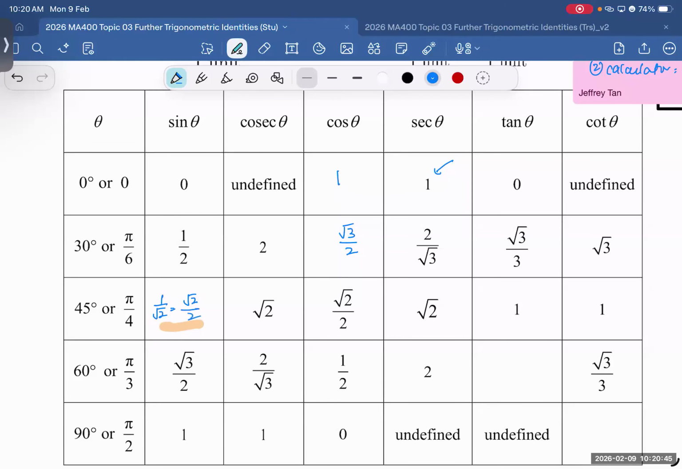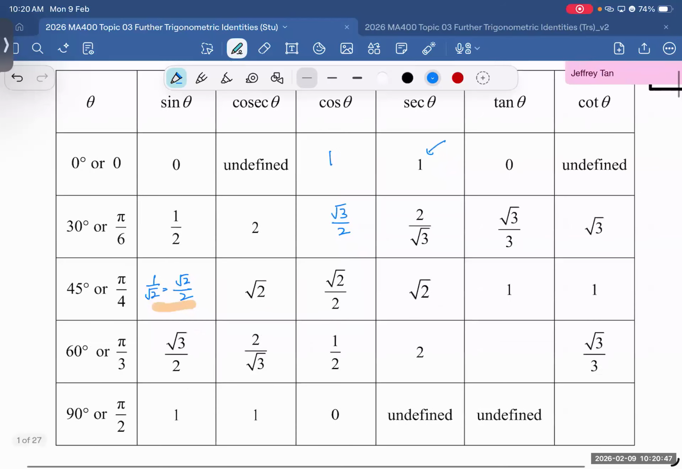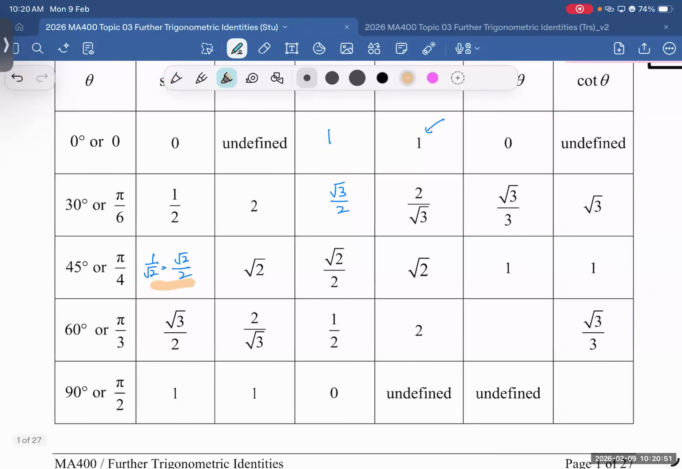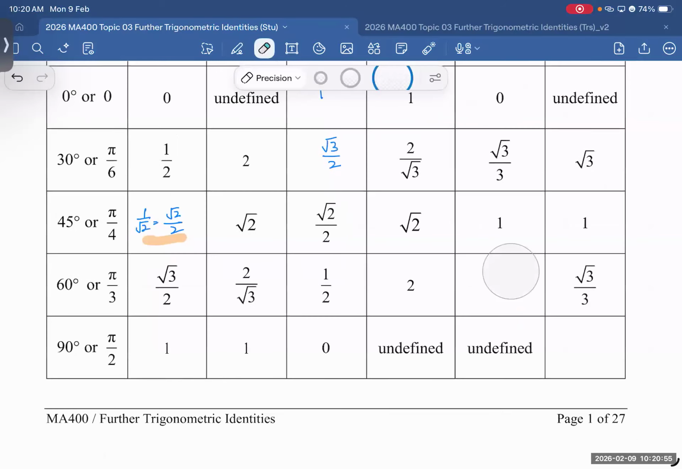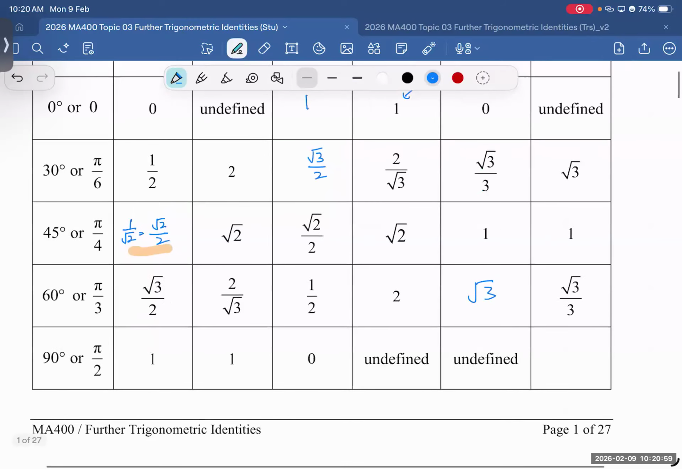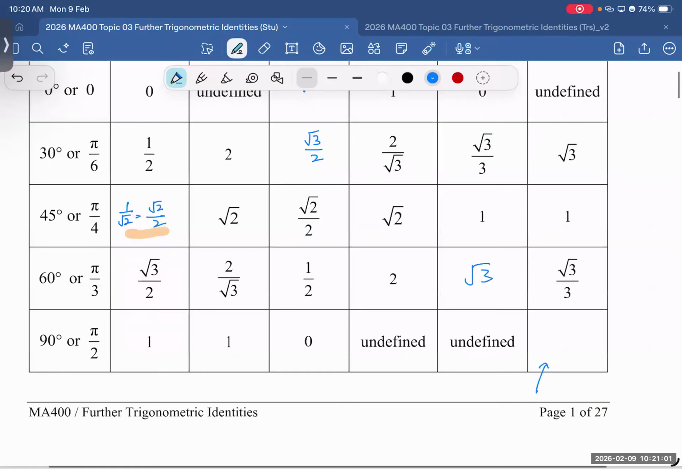Wow, okay. Javier, choose another person. Joshua, what is this? Very good. Square root 3. Okay. Joshua, choose another person. Ethan To, can you help me with this? No. What is 1 over undefined?